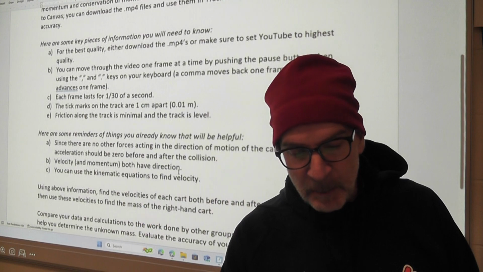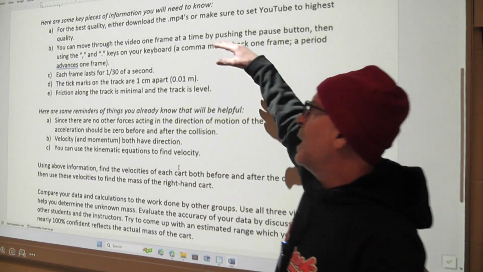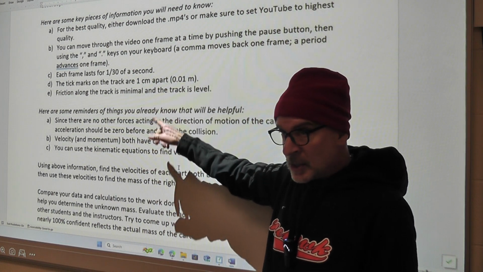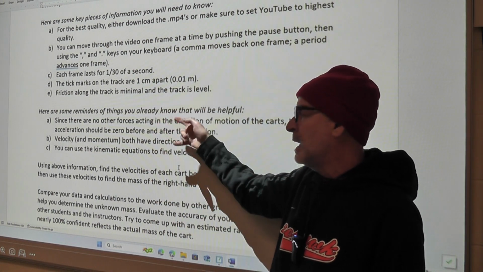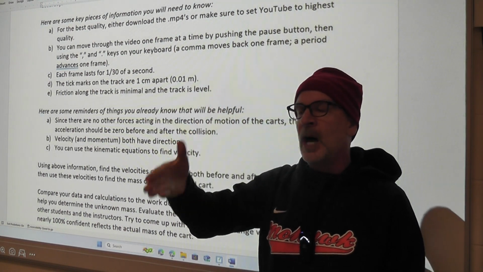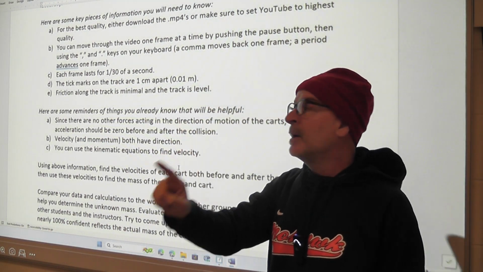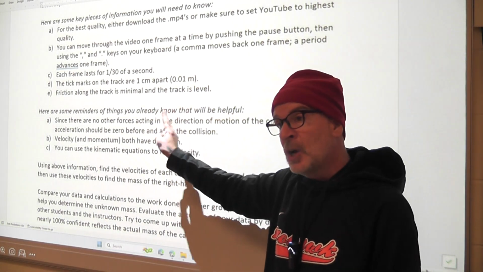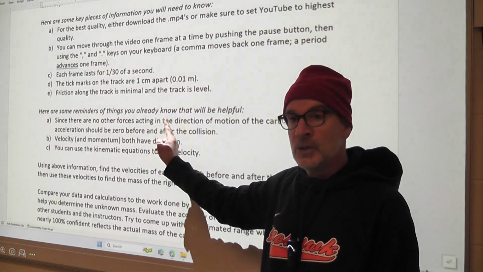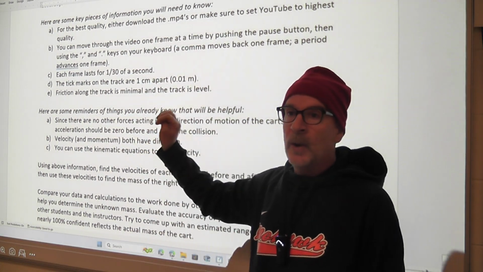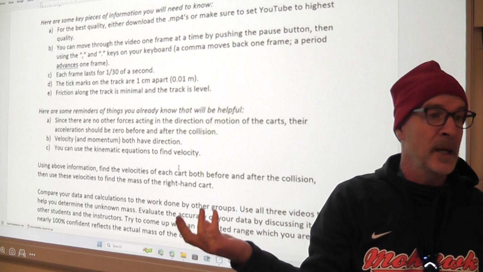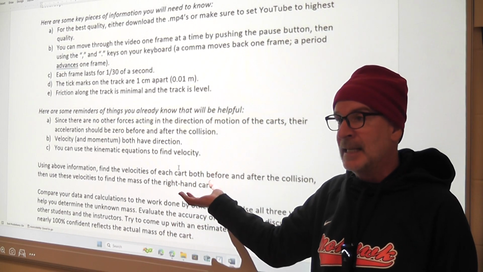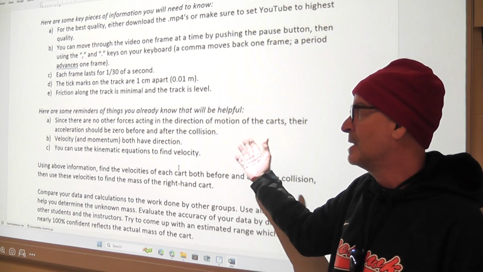And then there's a bunch of information here, and basically what this boils down to is you should know this. Look at it, because it'll help you. But essentially what we're saying is we can find velocity here because it's constant, because the net force on each cart before and after the collision should be 0. And we have kinematic equations that, in the case of 0 acceleration, make it really easy to find velocity if we know how far something goes and how long it's taken, right?